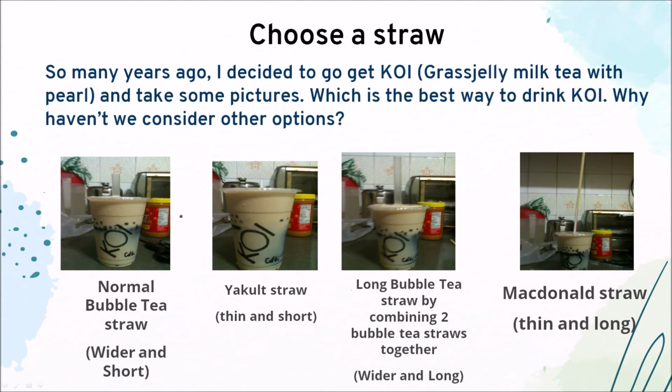In this first scenario, I use 3 different straws and try to drink. If you try to use the Yakult straw to drink, it's thin and short, so you will have more issues trying to drink this, and you can't get the pearl or the grass jelly in. How about a long bubble tea straw? I actually combined 2 bubble tea straws together to form a very, very long straw, and same thing, I will have issues sucking out the pearl and the water itself. And what about a McDonald's straw? McDonald's straw is thin and long, much longer than a bubble tea straw, so I also have issues drinking as well.